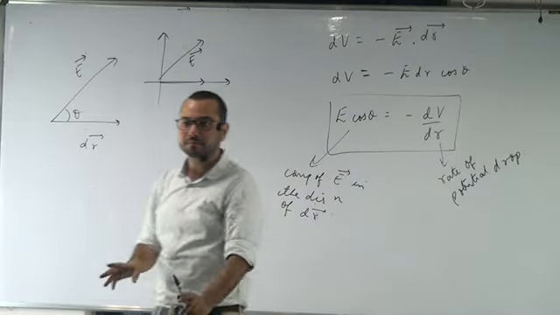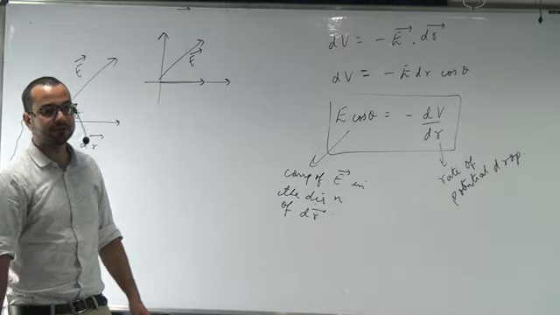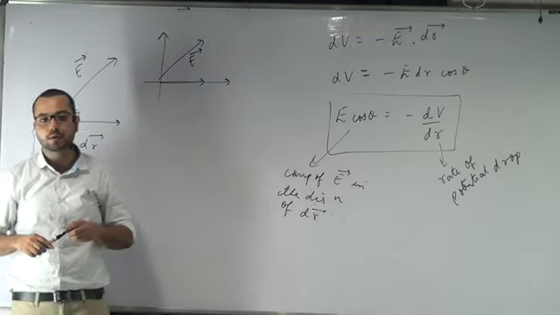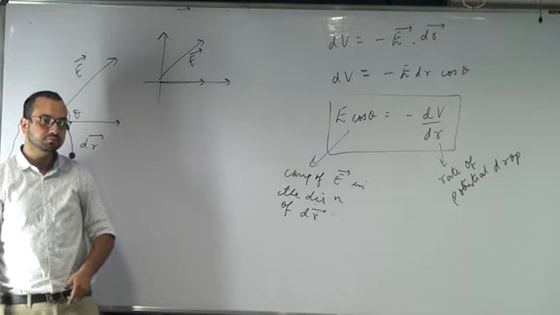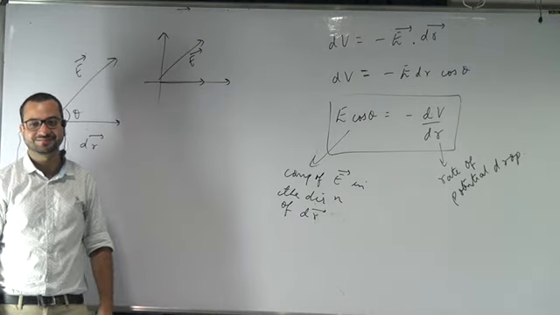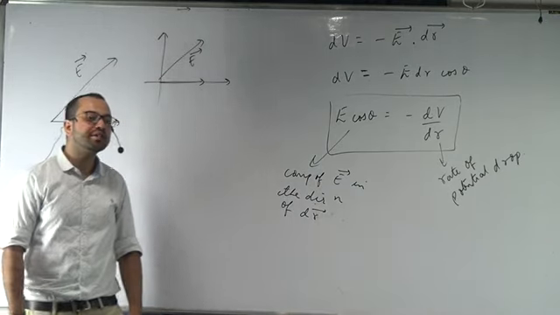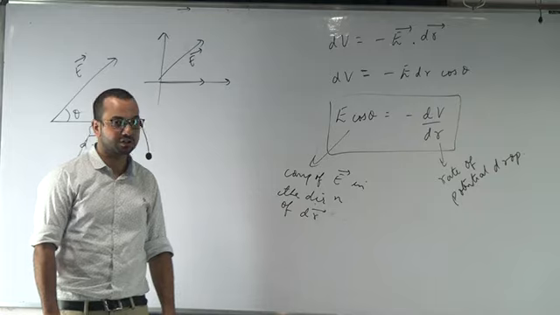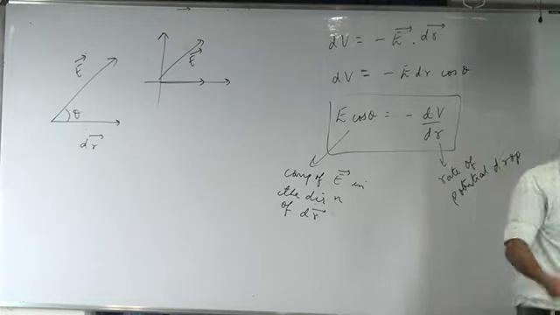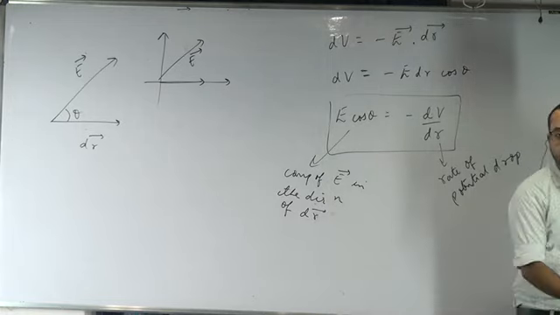So write this statement down. Field is in the direction of dropping potential. Alright, field is always in the direction of dropping potential. So if I go from here to here and I see that there is a drop in potential, that means what is the direction of field? The same direction I've walked in.